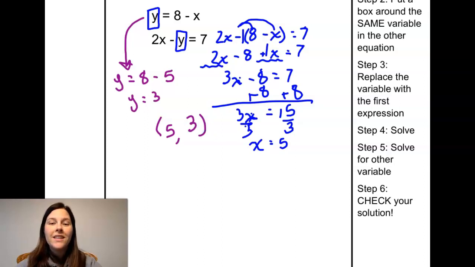I'm going to quickly check this in the second equation. 2 times x, 2 times 5 gives me 10, minus y, 10 minus 3 gives me 7. So it checked out. So my answer is the correct solution for this system.